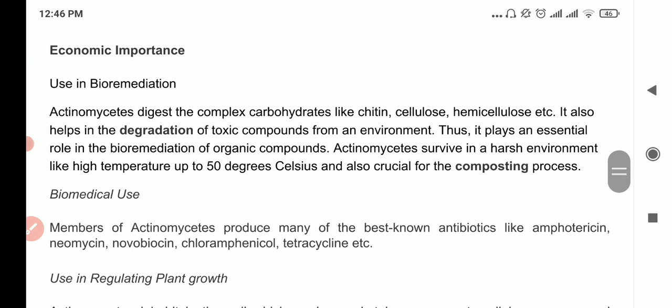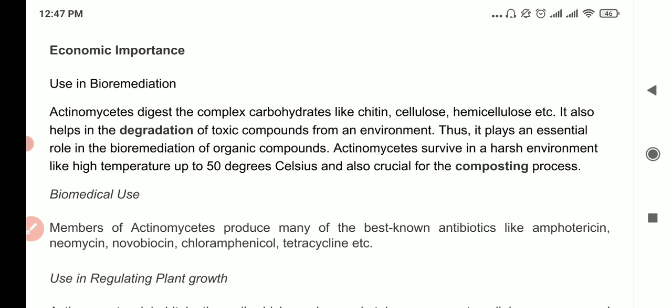So some of the economic importance: they are used in bioremediation. Bioremediation means when an environment is so damaged by chemicals or by pollution, you want to bring back that environment to its healthy state. So you use these bacteria so that the soil becomes healthy again. They will clean the soil from heavy metals or radioactive metals, whatever pollution that seeped in. When you reclaim a land to make it healthy again, that is bioremediation.